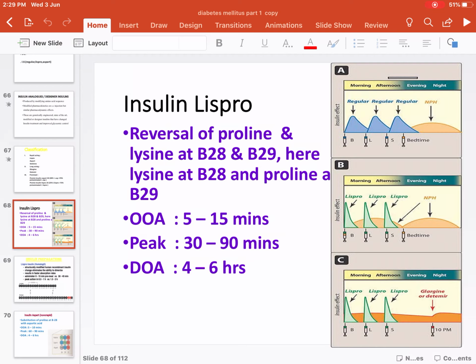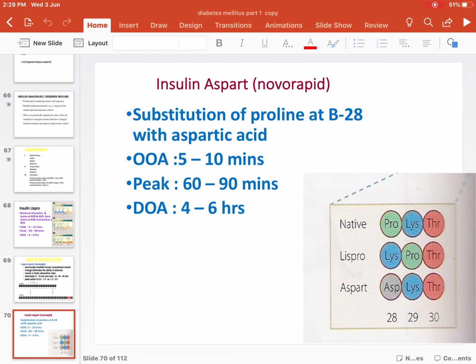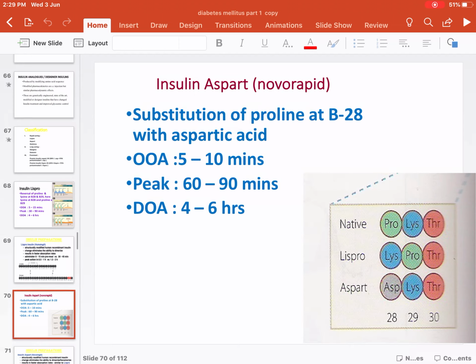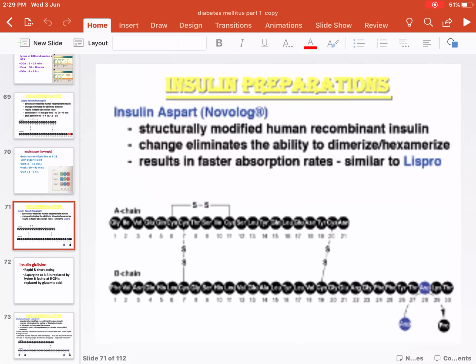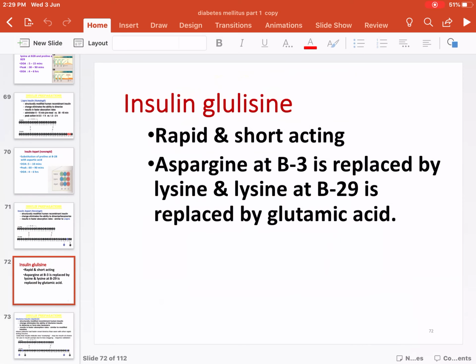What will be the onset of action? 5 to 15 minutes. Duration of action 4 to 6 hours. The next molecule in this is insulin aspart. What is happening in position 28, B chain 28? We are substituting it with aspartic acid. That's why it's called insulin aspart. You can see in the B28 position, instead of proline, aspartic acid is added.